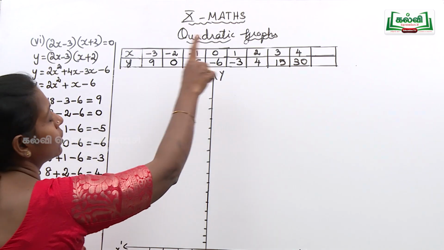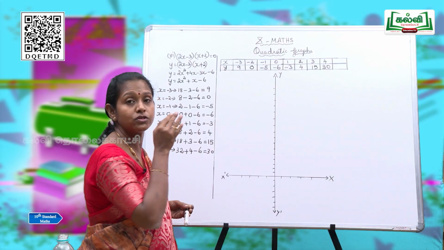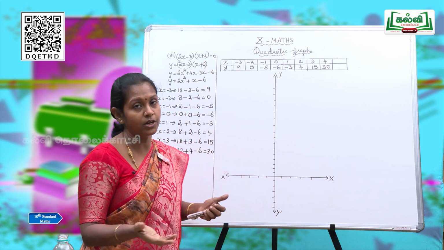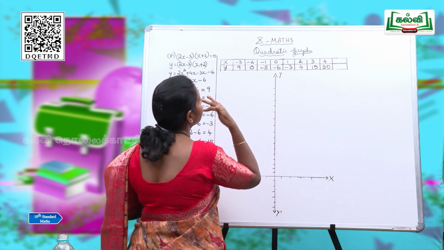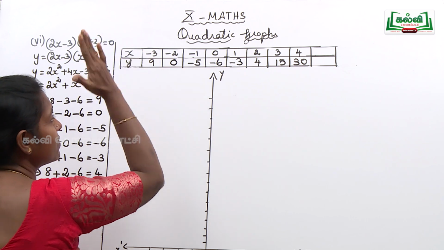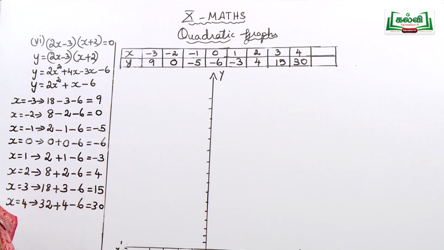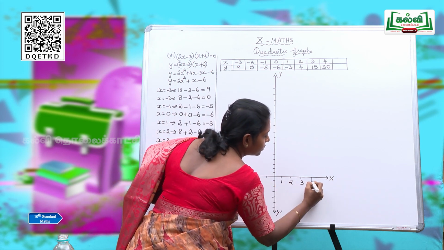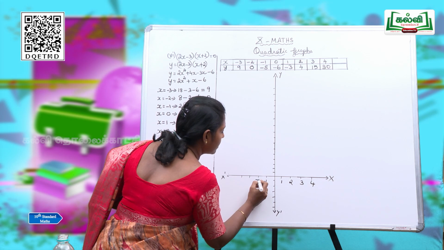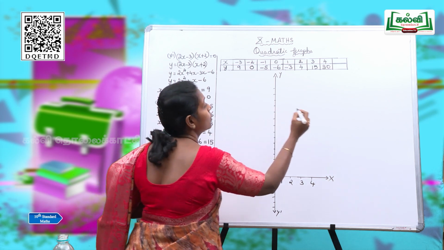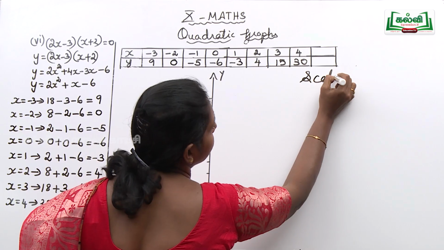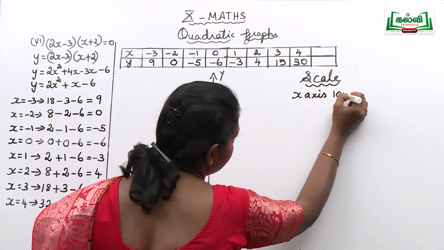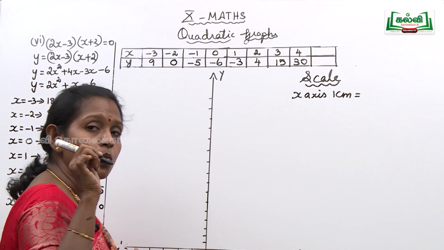Okay. Before you plot all those points, what I told you, what you have to check: either negative side or positive side, which side will have more values. I'll take the x-axis first. In the x-axis, the minimum value is minus 3, maximum 4, so there is no change at all. As usual, you have to mark 1, 2, 3, 4, minus 1, minus 2, minus 3, minus 4. So, immediately you should write the scale: x-axis, 1 centimeter, we have considered as only 1 unit.